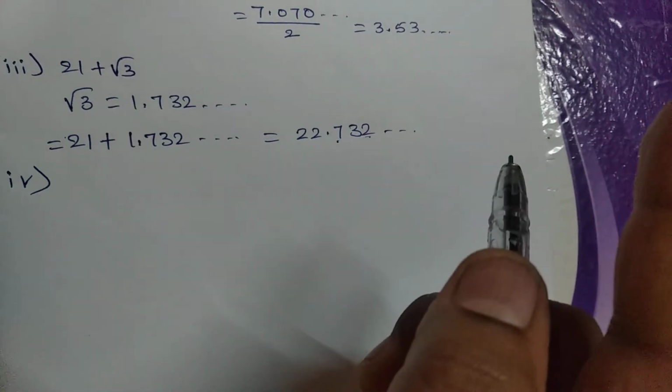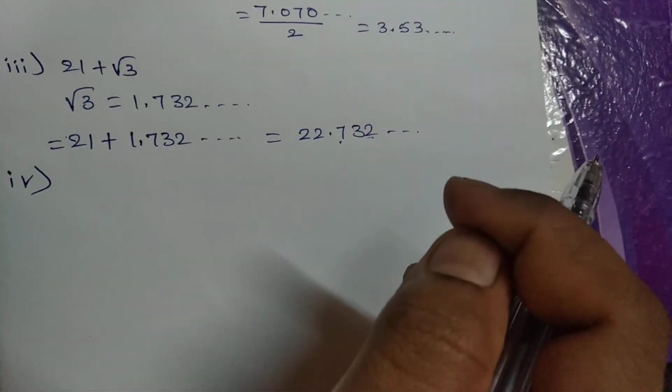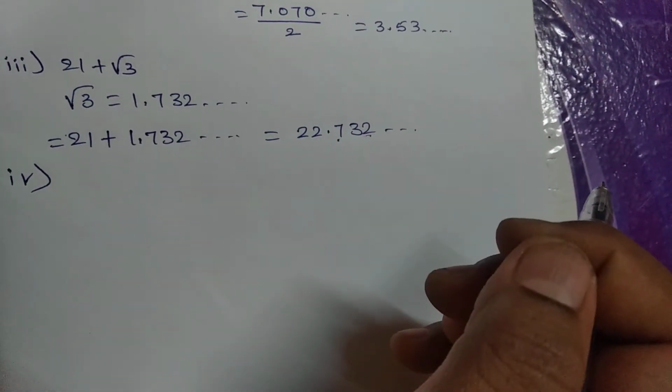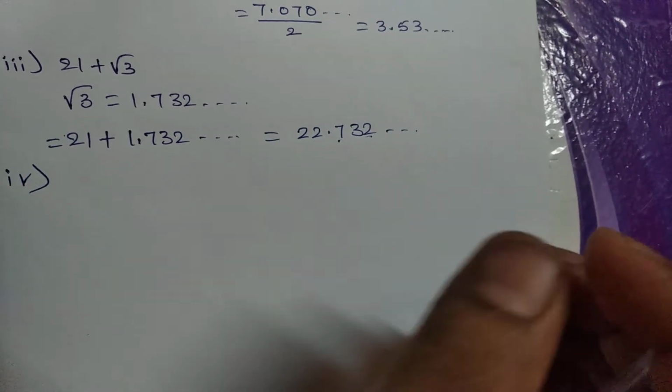Only a terminating decimal is a rational number. A non-terminating and non-recurring decimal is an irrational number. Okay.